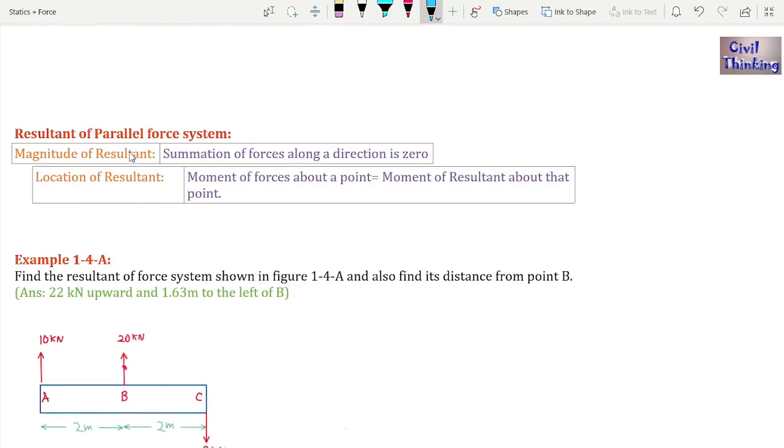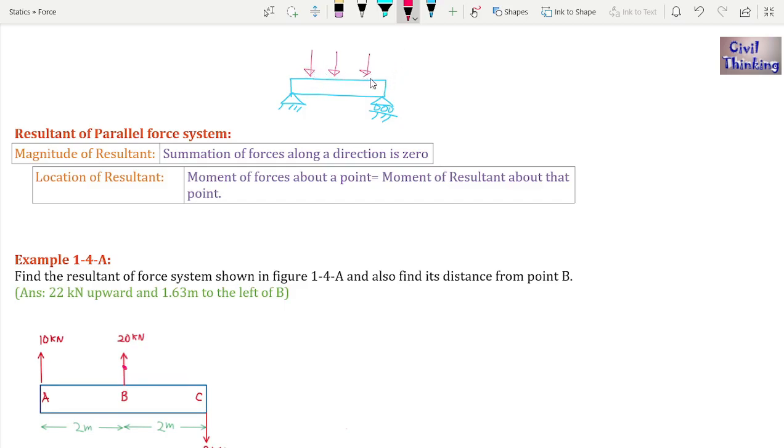Now let's first find the resultant of parallel force system. A parallel force system is, for example, you have a body. For example, this is a beam, okay? It is supported here, okay? Now if the forces acting on it are parallel, like this is one force, this is second, and this is third force, okay? Now these three forces are parallel.